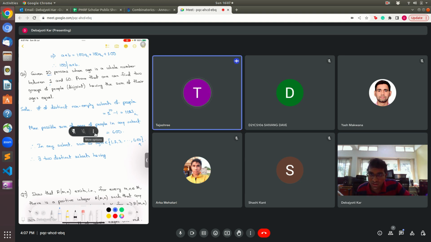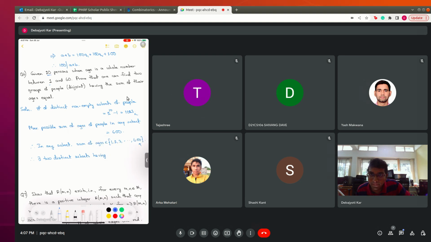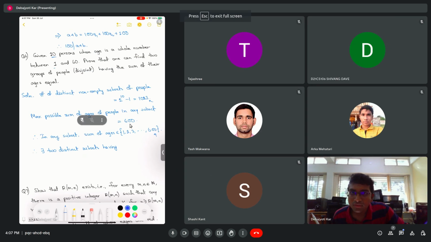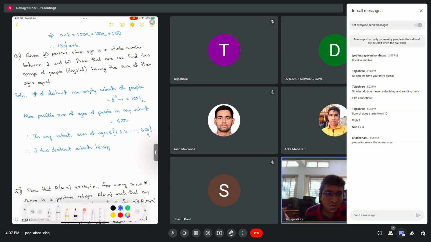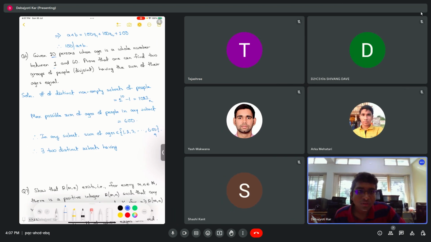Okay, how do I Okay. increase the screen size? Okay, is the screen size fine now? I don't know. I don't think I can increase beyond this.